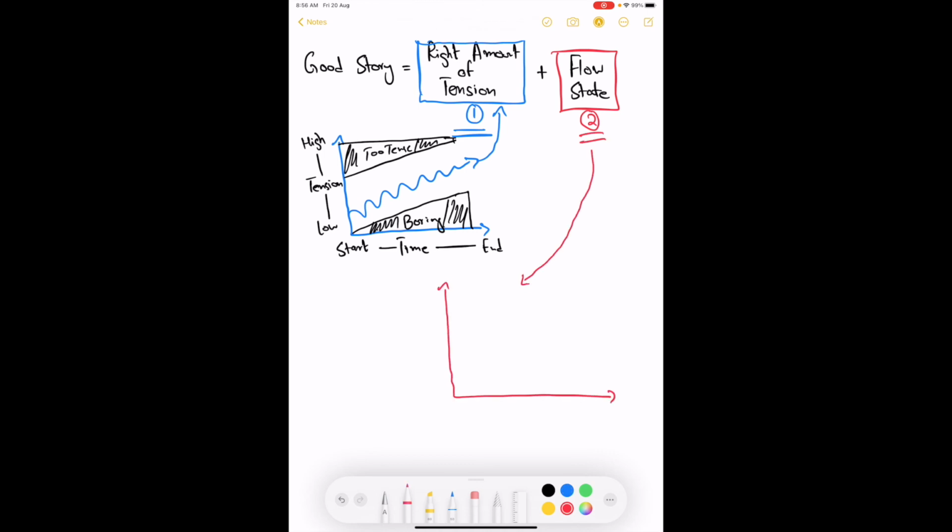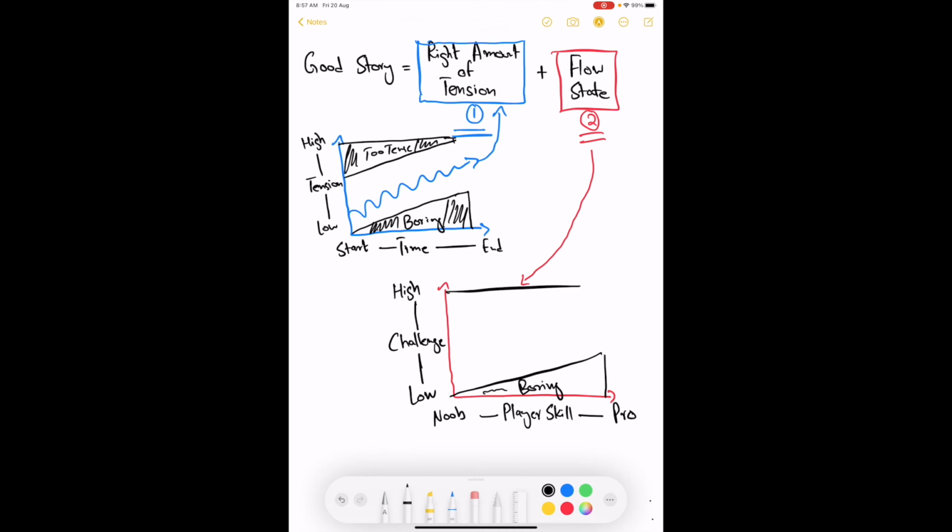Talk about flow state. On the x-axis, we have player skill ranging from noob to pro, and the challenge, the difficulty of that challenge, from high to low. Now, if the challenge remains low but player skill improves, then that game will become boring. Similarly, if the challenge remains high but the player's skill is not that high, then that game will become too anxious to play. Again, what we want is a gradual increase of the difficulty of the challenge as the player's skill improves throughout that game.